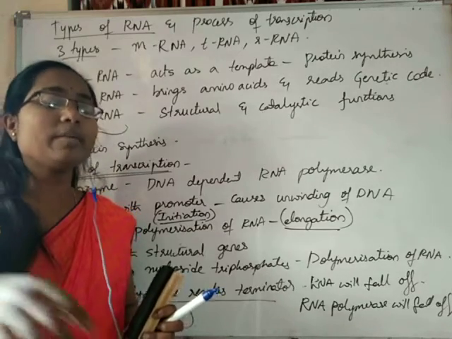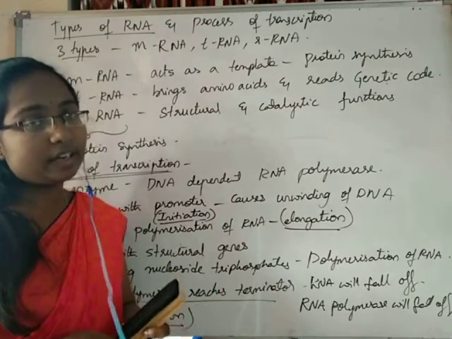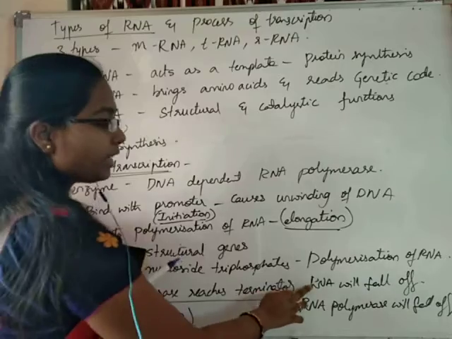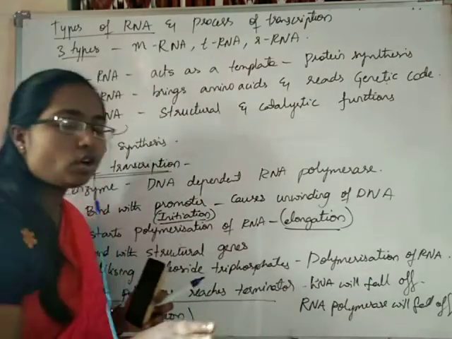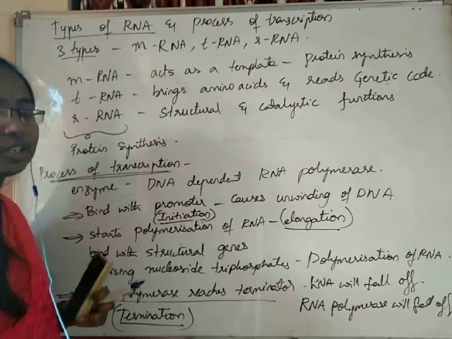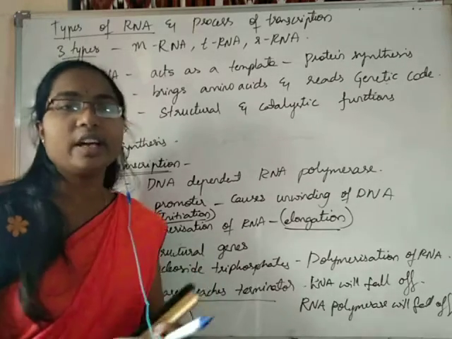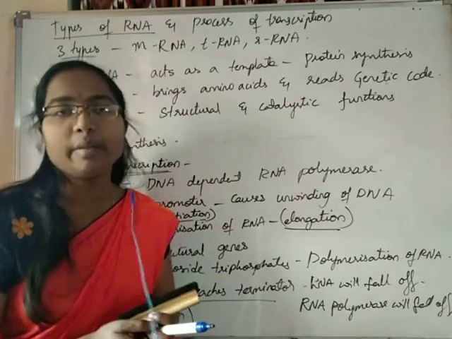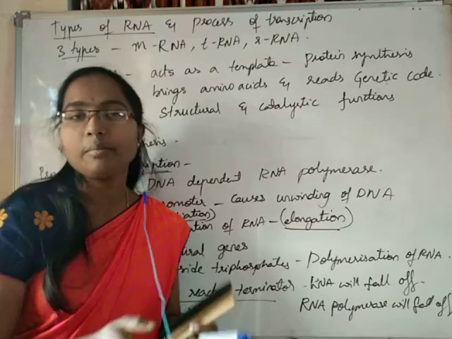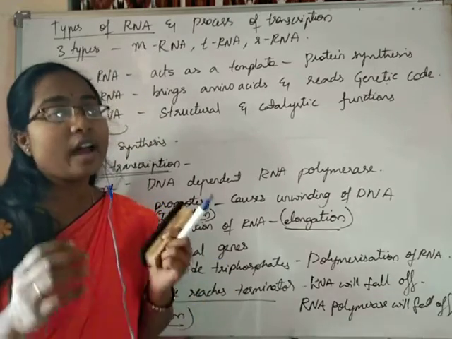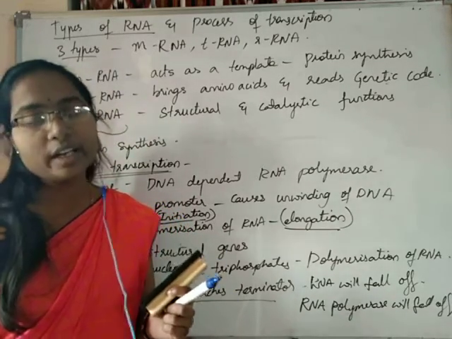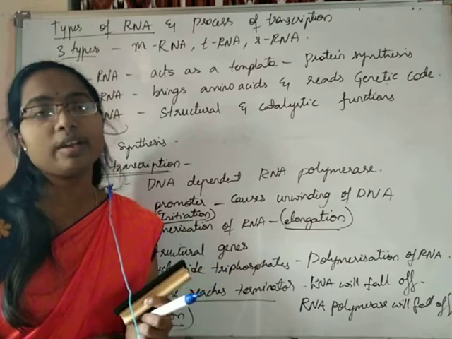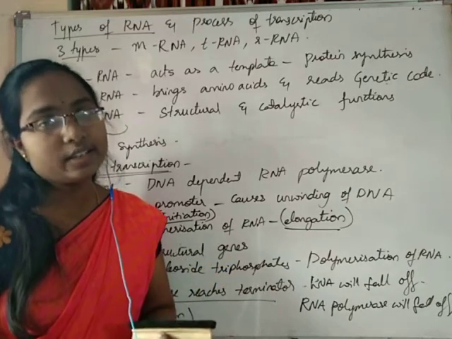Now when the RNA polymerase reaches the terminator, the formed RNA will fall off from the DNA strand. RNA polymerase will also fall off. This step is called termination. Again the two strands of the DNA will undergo complementary base pairing, and the DNA will remain double stranded only, and the freshly formed RNA is now formed. In this way the primary transcript of RNA is formed.